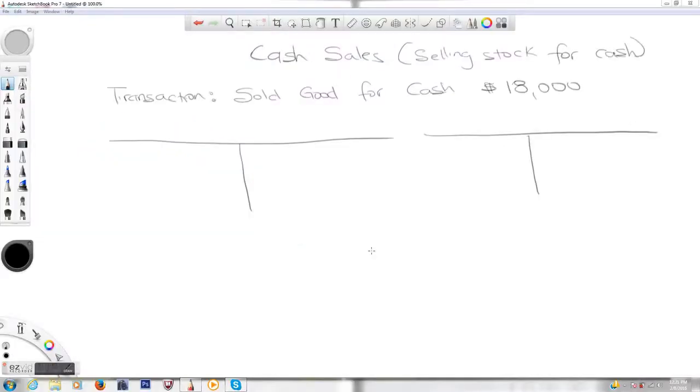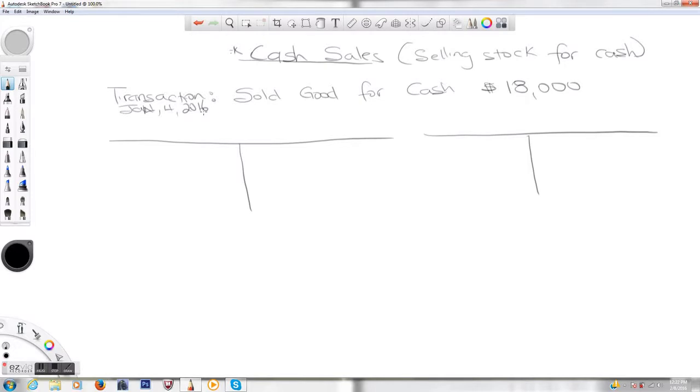Double entry, and we are working with stock. We're going to look at an example of cash sales, and that's when we sell stock for cash. All right, so let's take a look at this example. Oops, it doesn't have a date. So let's say January 4, 2016, sold goods for cash.